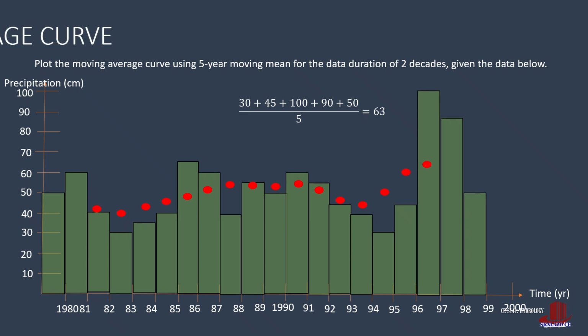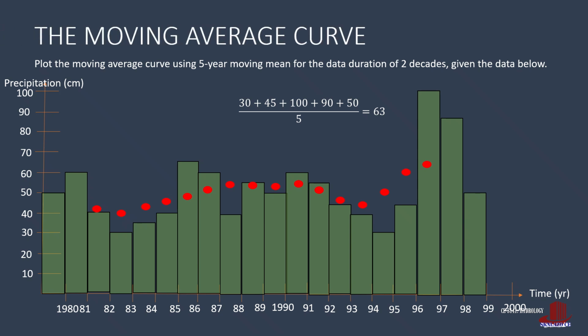Connect these points to complete the moving average curve. Notice the trend of going up and down like a wave, making it easier for the interpreter to forecast the next occurrence or frequency of rainfalls.